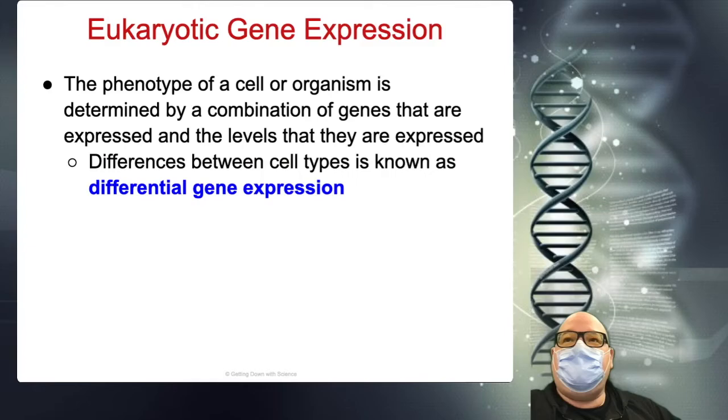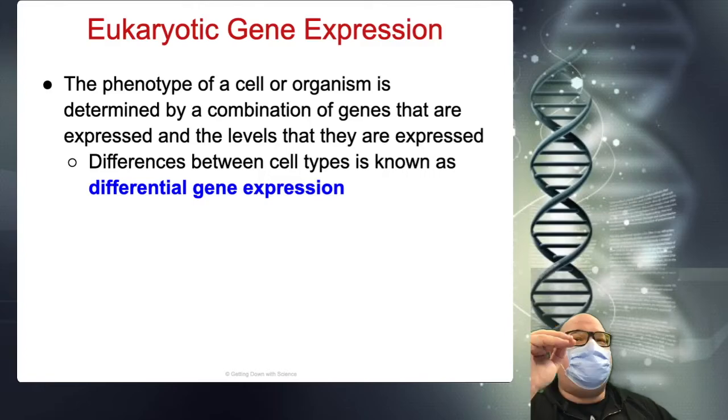So when we look at phenotypes, that's how things physically look. If we go back to Mendelian peas, the phenotype might be tall or short or something like that. The phenotype of a eukaryote is determined by combinations of genes, and not only the combination of the genes, but the levels they're expressed at. So this is called differential gene expression.